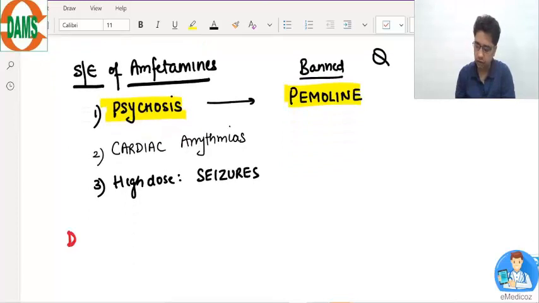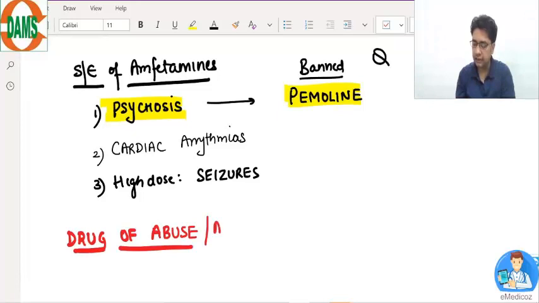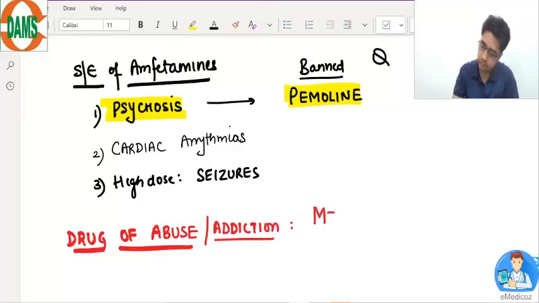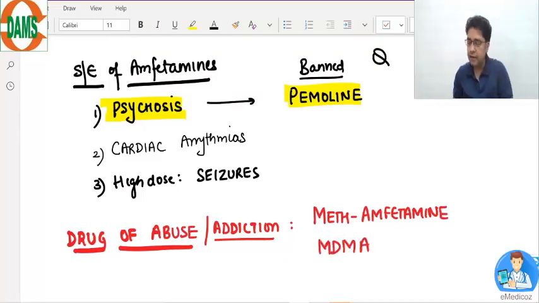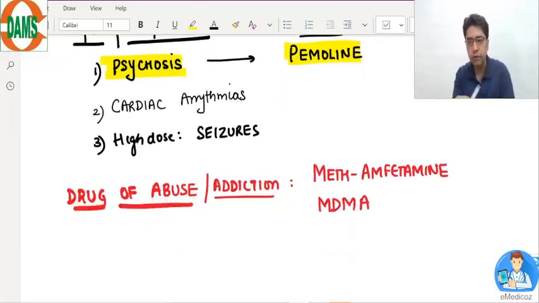Amphetamines are drugs of abuse, or addictive drugs. Because of this reason, two amphetamines are banned. The smugglers generally use these amphetamines. I hope you have heard about a drug, methamphetamine, and MDMA. Although all amphetamines are drugs of abuse, these two drugs are very commonly used by smugglers.